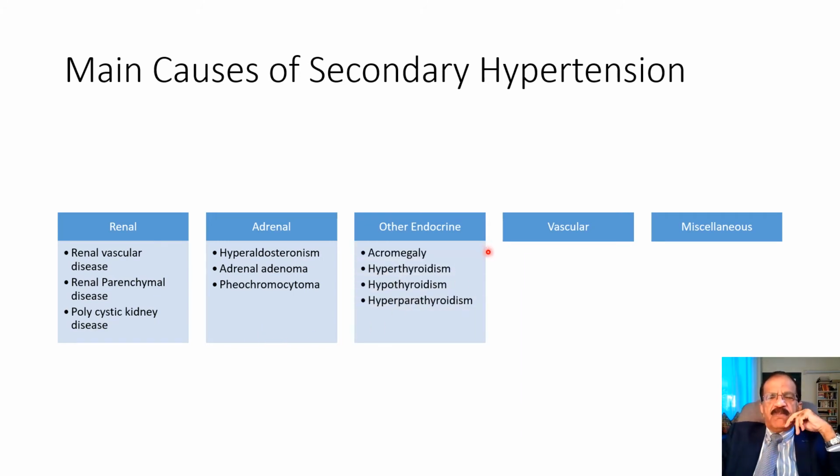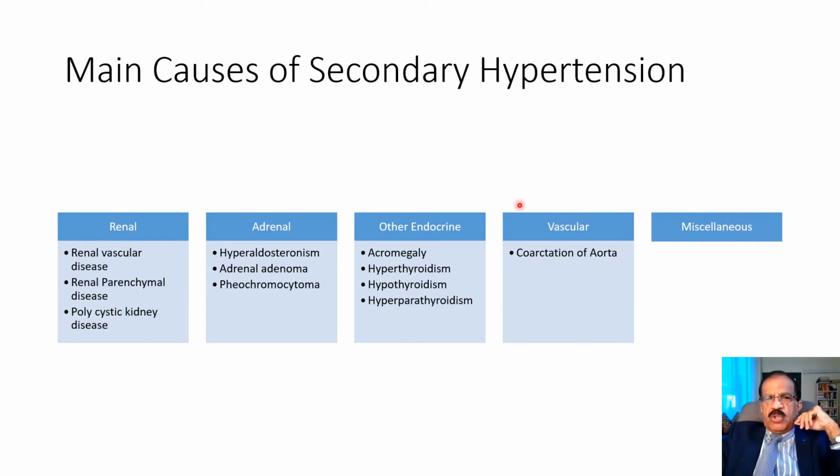Then practically all endocrine disorders can be linked with hypertension: acromegaly, hyperthyroidism, hypothyroidism, and hyperparathyroidism. They can all be linked with hypertension. Hyperthyroidism typically causes systolic hypertension. Hypothyroidism causes diastolic hypertension. But of course, you have to suspect on the basis of other clinical features and then do the necessary investigation. Hyperparathyroidism causes hypertension because of hypercalcemia.